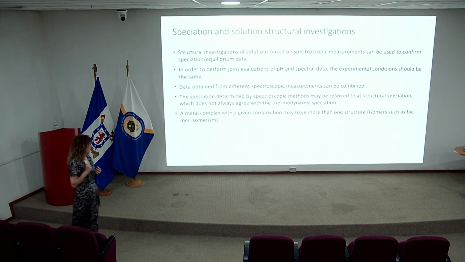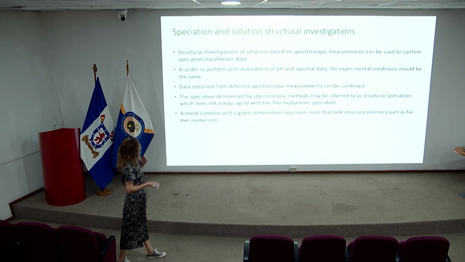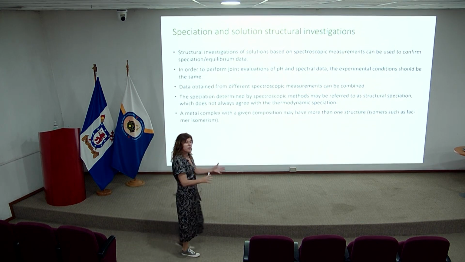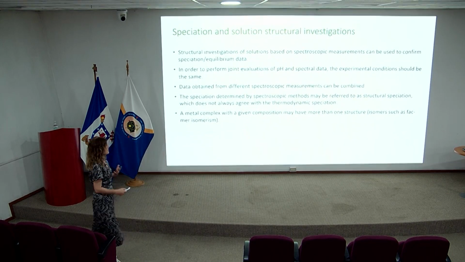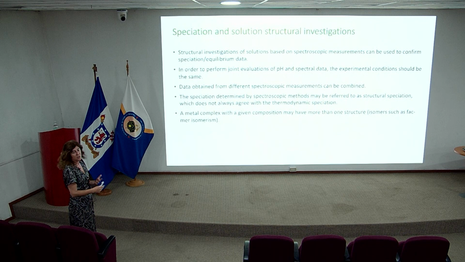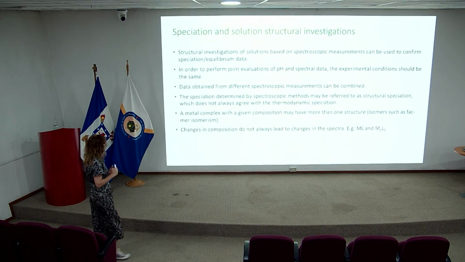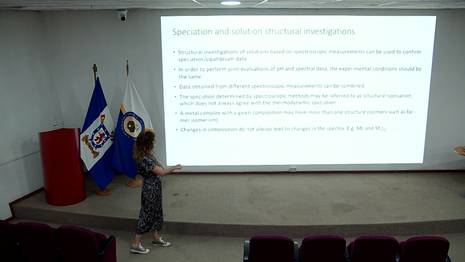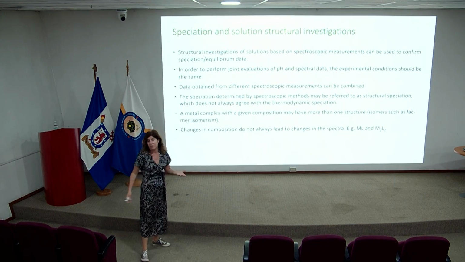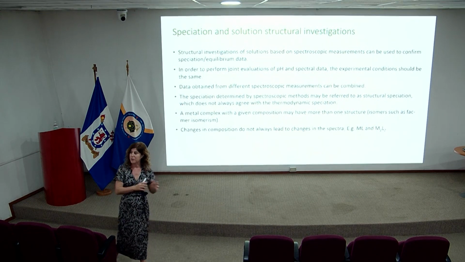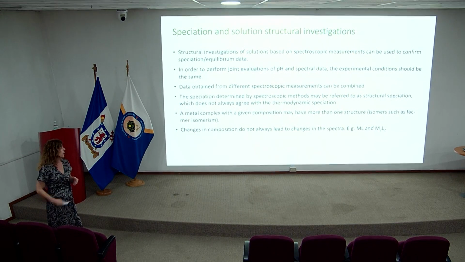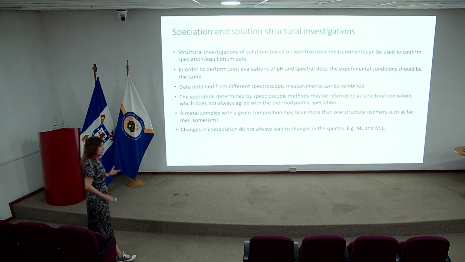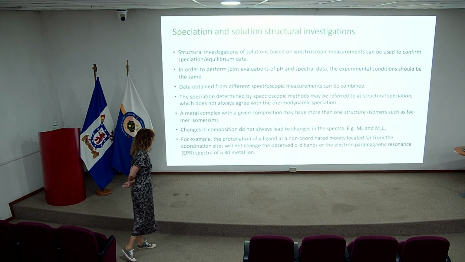When we measure spectroscopic data, these are structural speciation, while pHmetry is basically a thermodynamic measurement. So sometimes they may not agree. And when we just use pH potentiometry, maybe we cannot distinguish between different species, like isomers such as FAC, MER, or lambda and delta. And changes in composition do not always lead to changes in spectra. Having a species which is a monomer or an M2L2 might have the same spectroscopic signature.